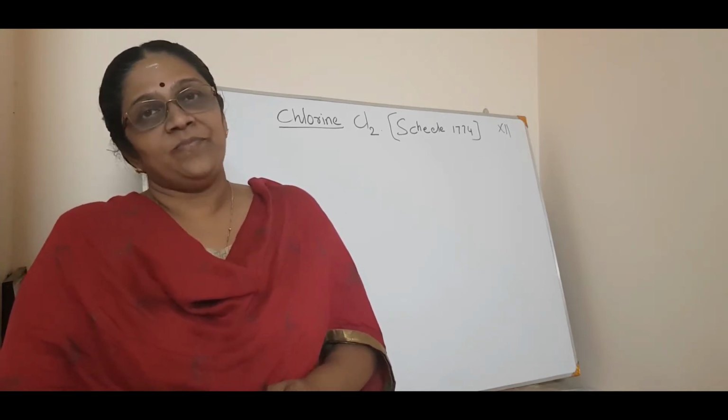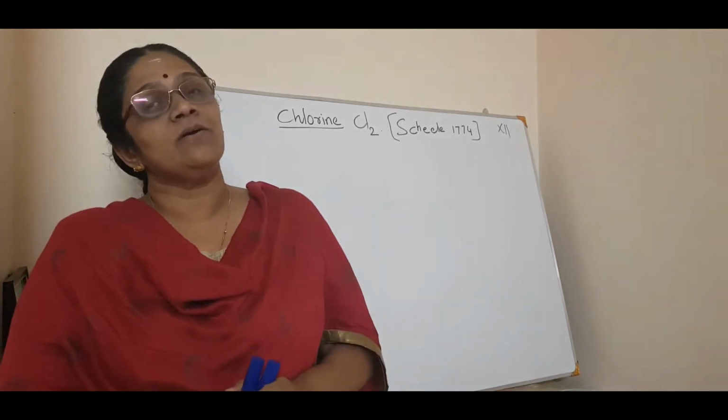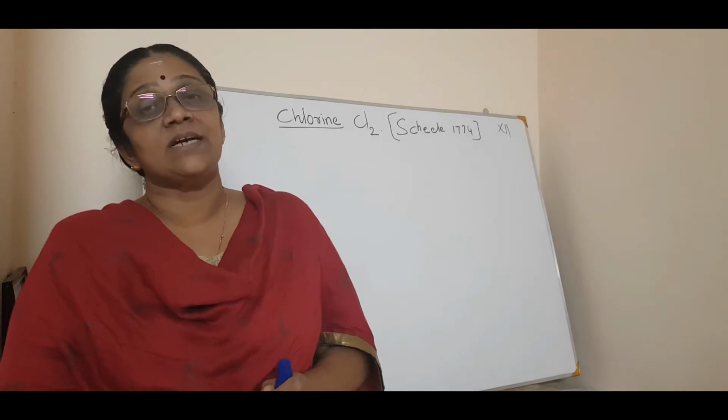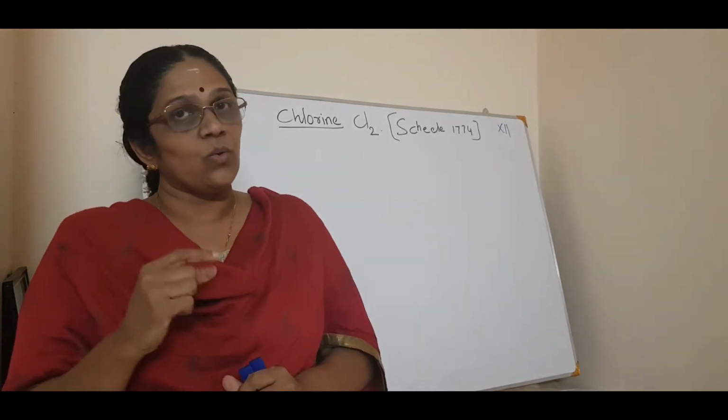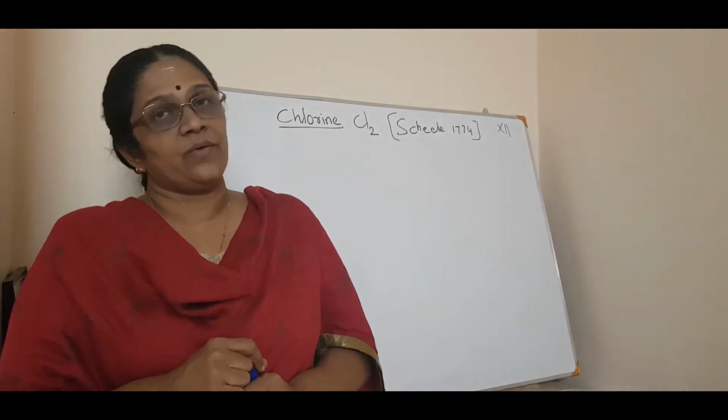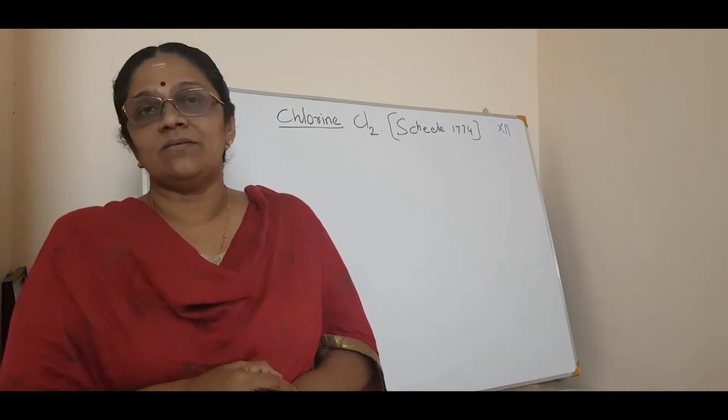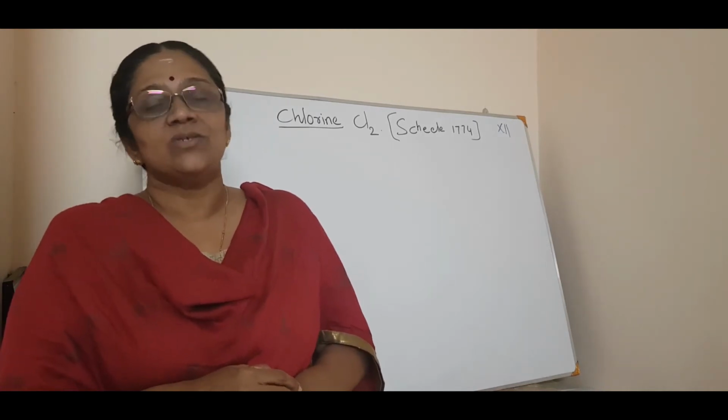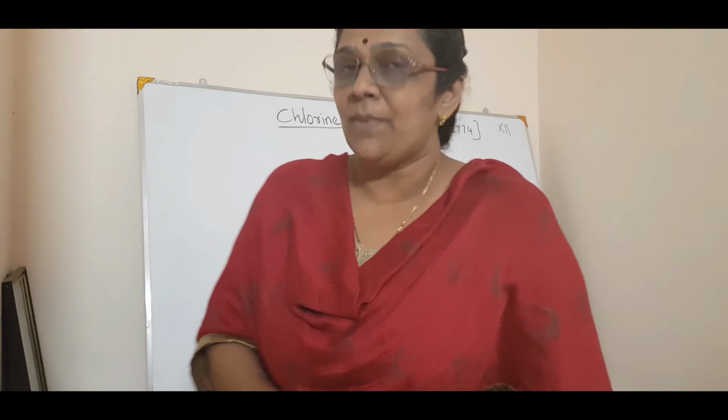So today we will have the remaining portion of the halogens. That is, today we will study two compounds. One is chlorine and the second is hydrogen chloride. And the two compounds are very important. Okay, so please listen carefully and make your notes.